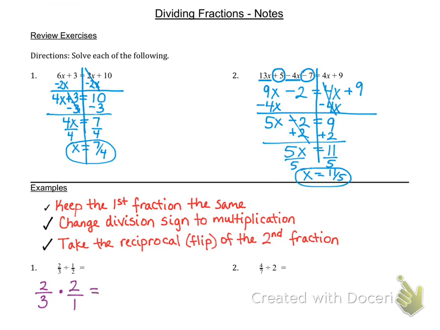Now I'm going to multiply the numerators and the denominators. 2 times 2 is 4, and 3 times 1 is 3. So my answer is 4/3.